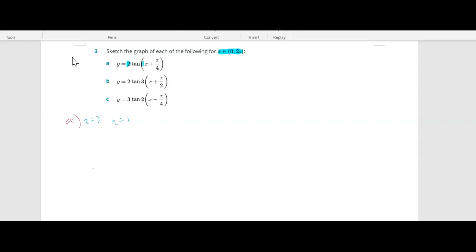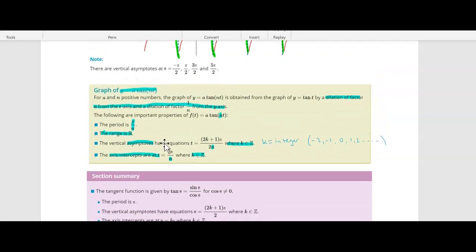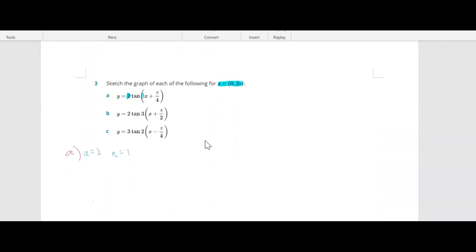The issue is that it's in this form, y equals 2 tan of x plus pi on 4. But when we were looking at the asymptotes and the x-intercepts, it was for this equation, A times tan of nt, where there hasn't been any vertical or horizontal transformations. So we look at it without the transformation first. Let's look at it as y equals 2 tan x. We can think about what the asymptotes and the x-intercepts are, and then we can apply the transformation.